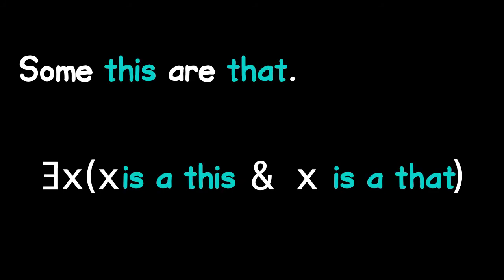This is another general pattern that we'll use again and again. It allows us to say that there are things which have one property and which also have another property. "Some this is a that" is schematically translated as exists x, x is a this and x is a that. That is, we use an existential quantifier and a conjunction.